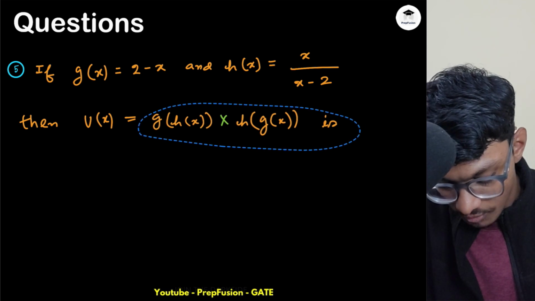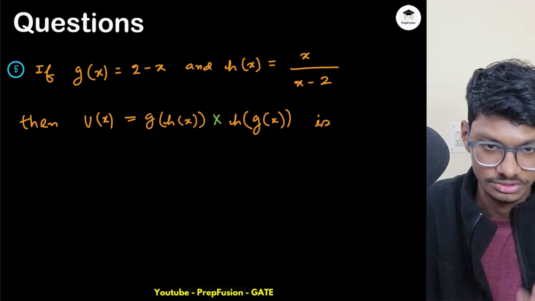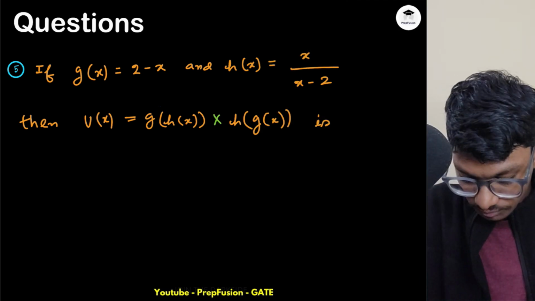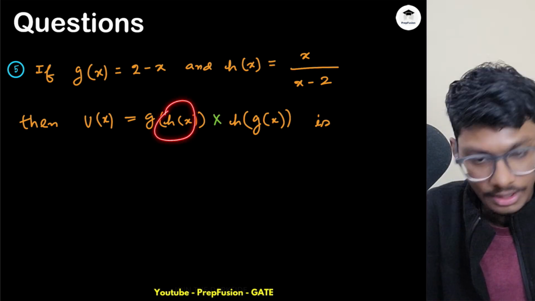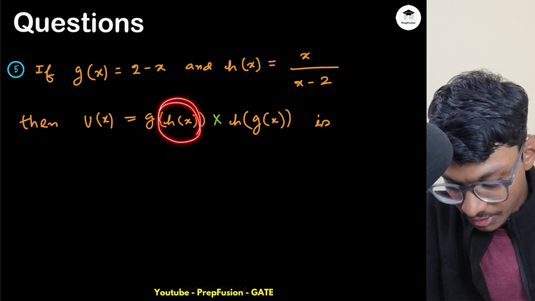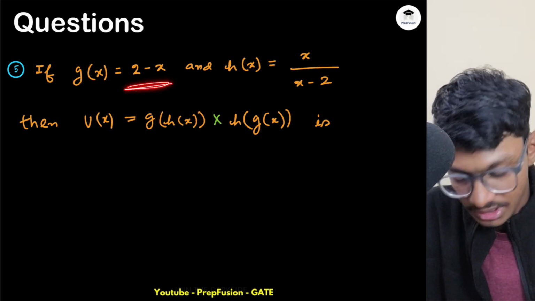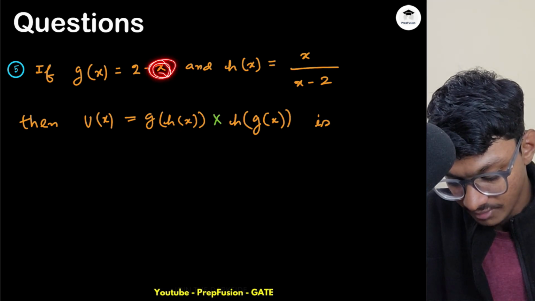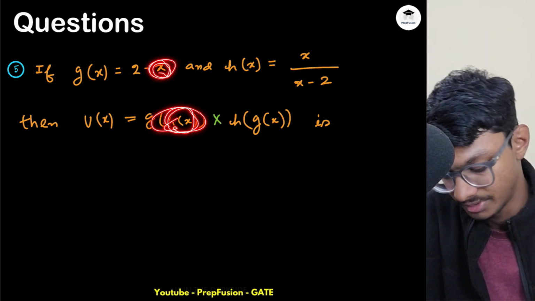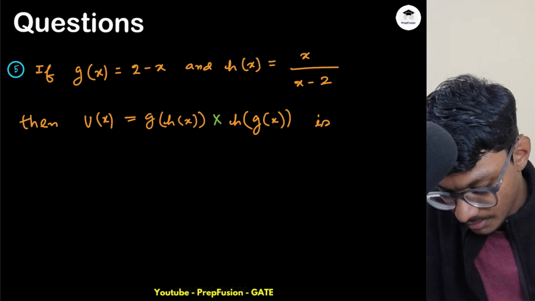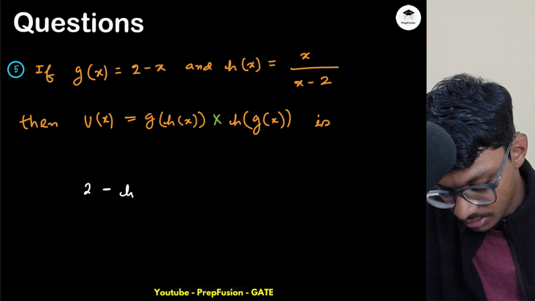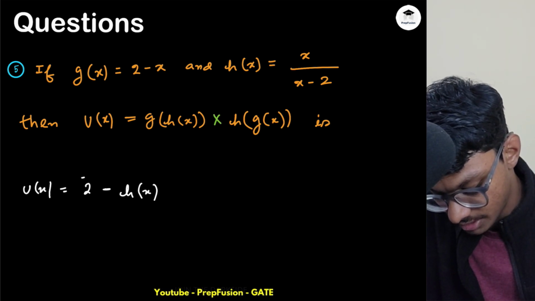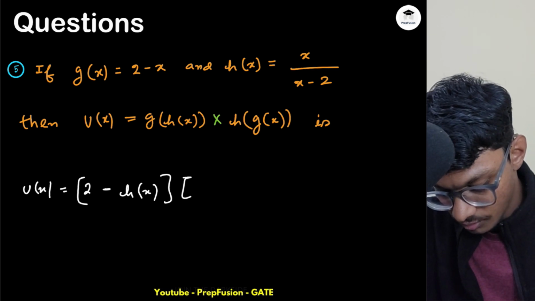I haven't written the options. So basically, how do you solve this? You want to put this g of x in the h of x, right? But be careful while putting this, is there any domain constraint over here? There isn't any. x can take any real value, so h of x can be anything. So basically u of x equals 2 minus h of x into h of g of x.